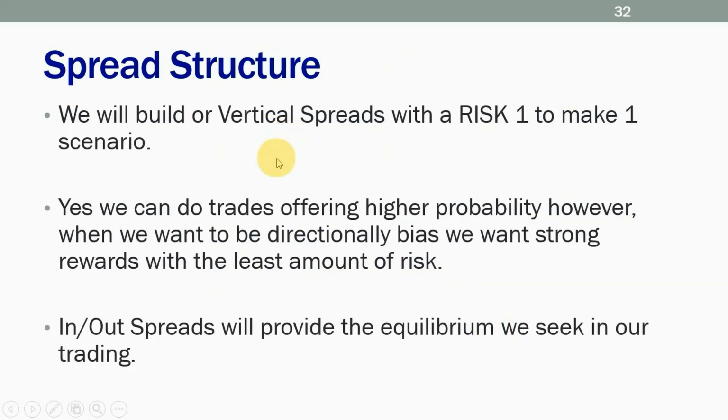Spread structure. We will build the vertical spreads with a risk one to make one scenario. This is like my favorite thing to explain in here. Yes, we can do trades offering higher probability and higher risk reward. But when we want to be directionally biased, we want strong rewards with the least amount of risk. In-out spreads will provide the equilibrium that we seek in our trading. Everybody good? All right.